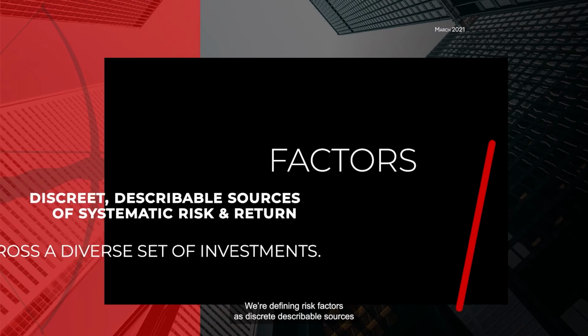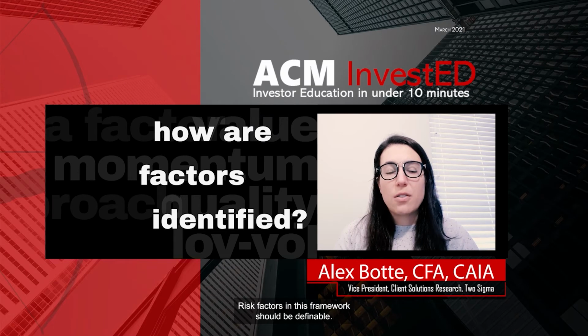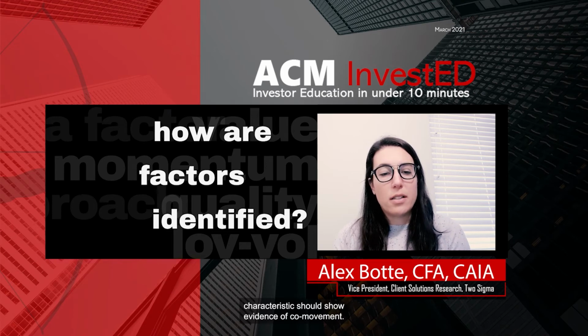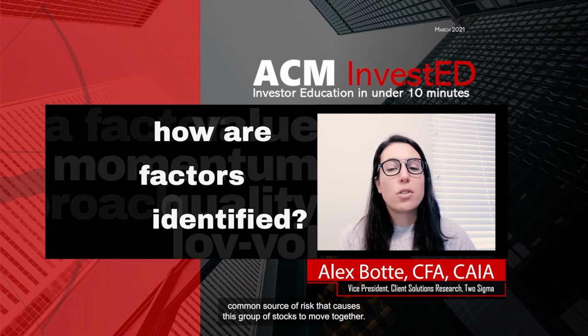So how are factors identified? What's the criteria for broad acceptance of a factor? We're defining risk factors as discrete, describable sources of systematic risk and return across a diverse set of investments. So risk factors in this framework should be definable, right? You should be able to define exactly what a risk factor is. And more importantly, stocks that exhibit that definable characteristic should show evidence of co-movement. That latter part is critical because it indicates that there's some common source of risk that causes this group of stocks to move together.